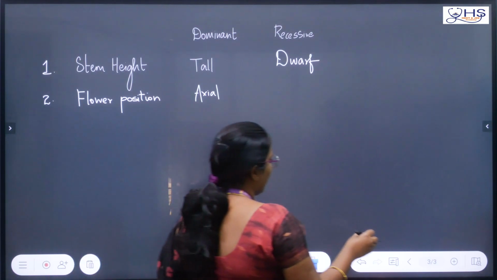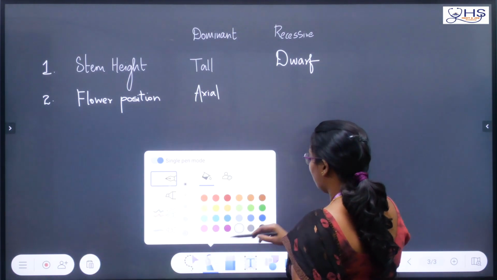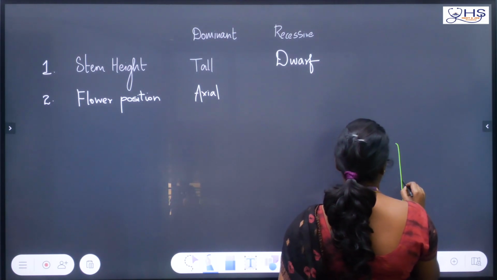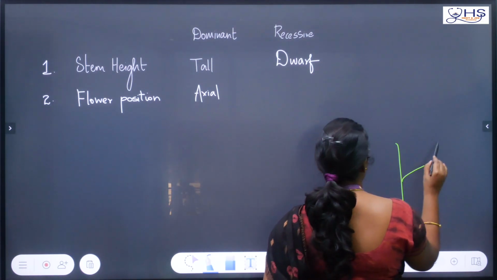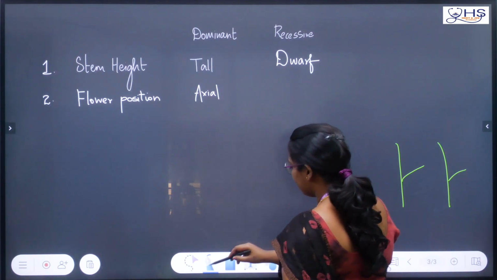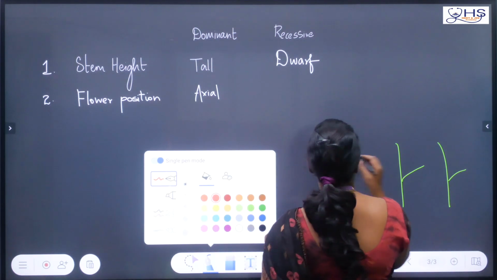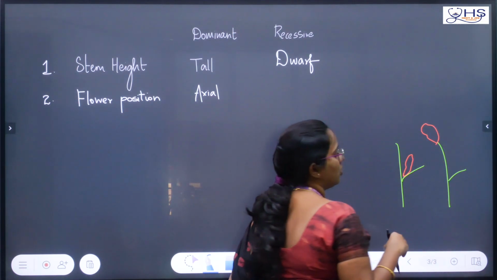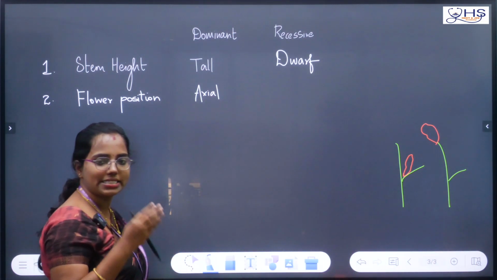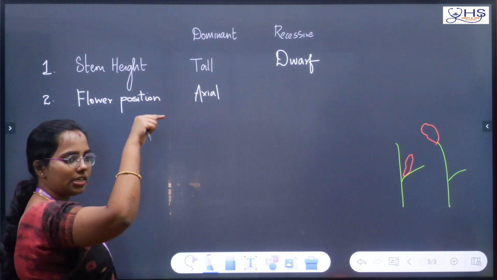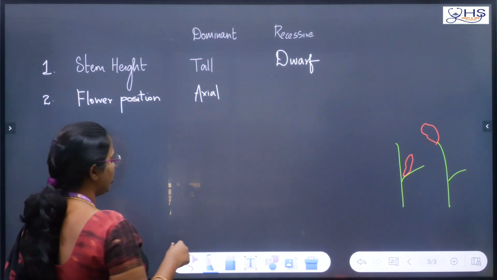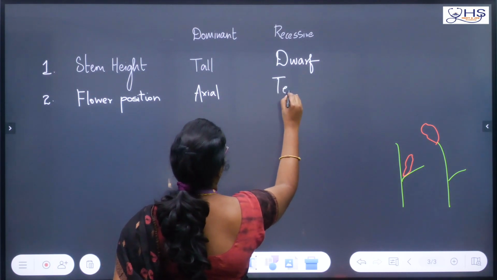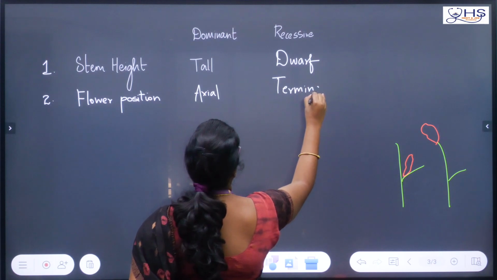Axial means at the angles, not at the tip. Tip means terminal. So these are the two characters. Axial means at angle, terminal means at the end of the plant. One is axial, another one is terminal. Axial and terminal. Flower position.